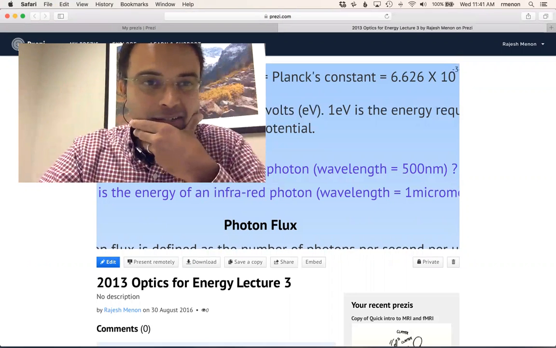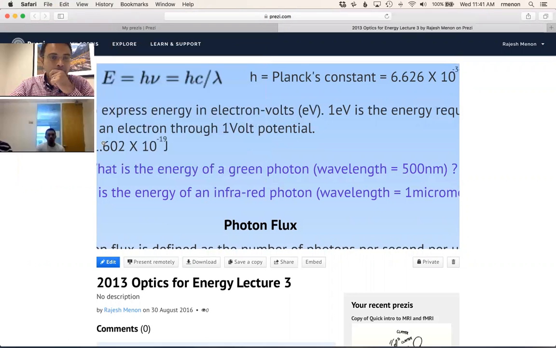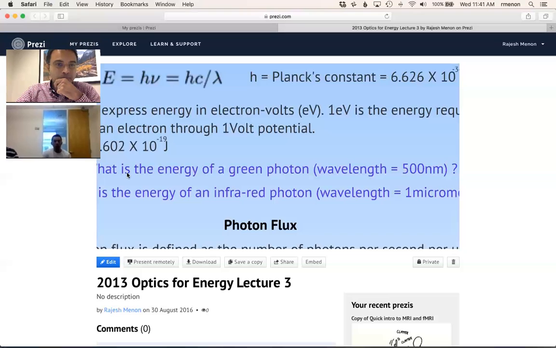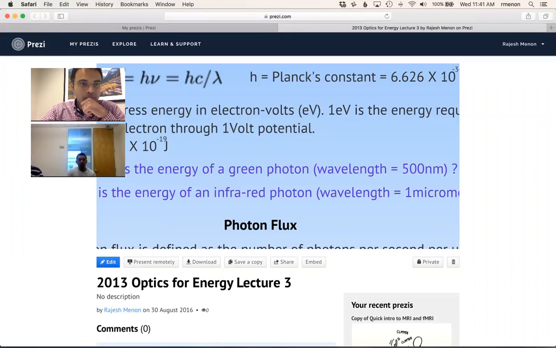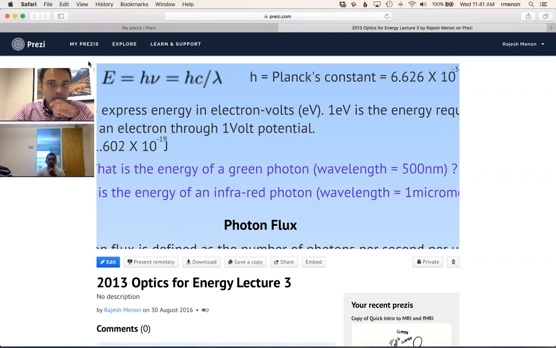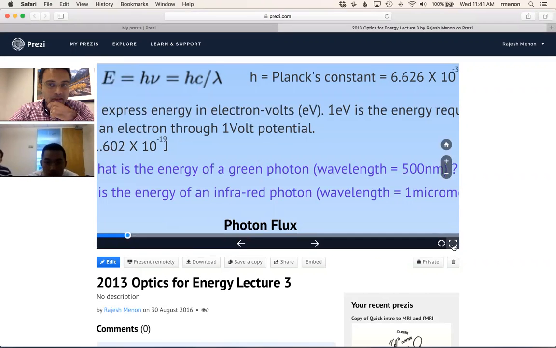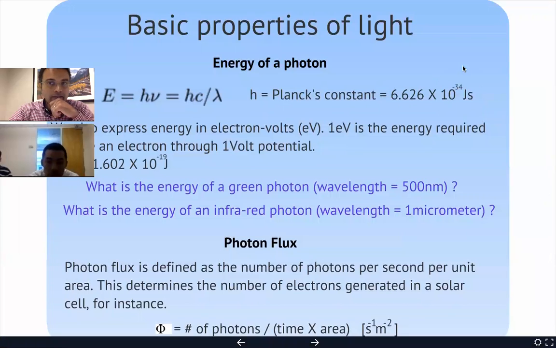What is the energy of a green photon? Just the constant multiplied by the speed of light divided by 500 nanometers. Yeah, so approximately estimated in joules. We can see the constant is 6.6 times 10 raised to minus 34.